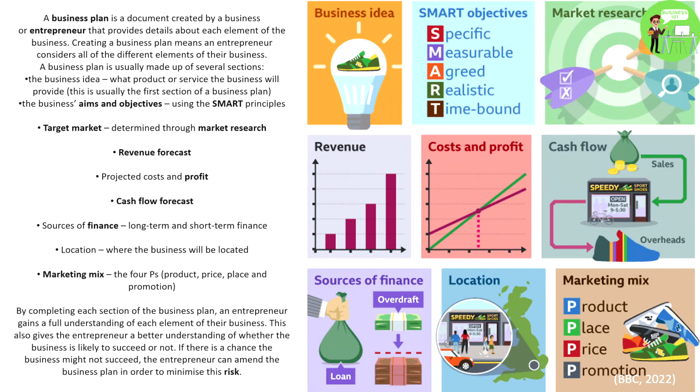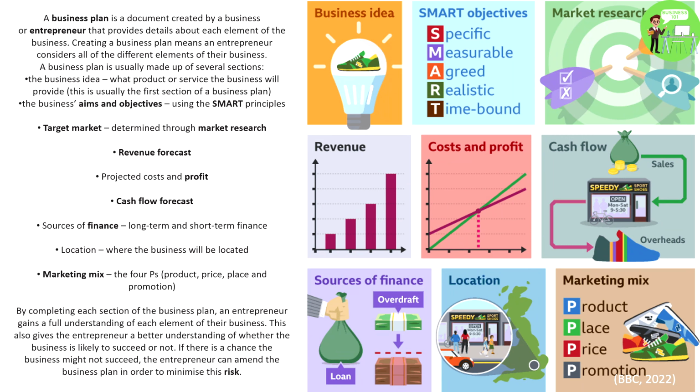Location, so where the business will be located, whether it's a purely online business service. Marketing mix, so this is the 4Ps being product, price, place, and promotion. And then that is essentially what the business plan is, okay?